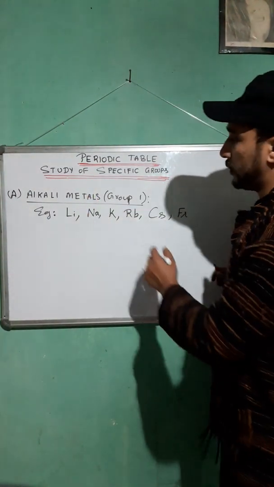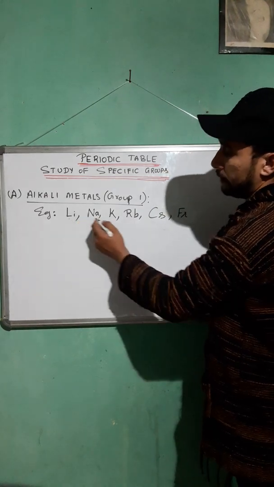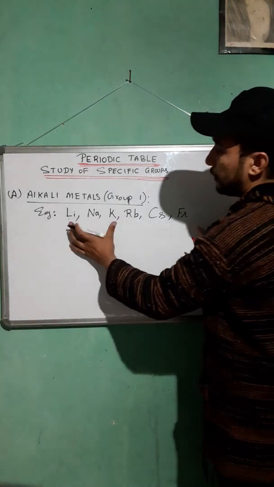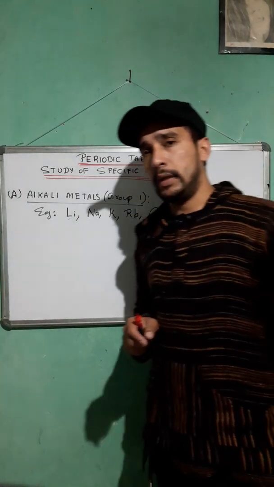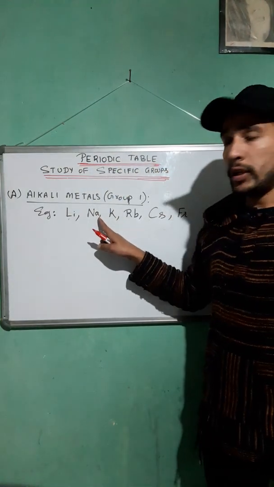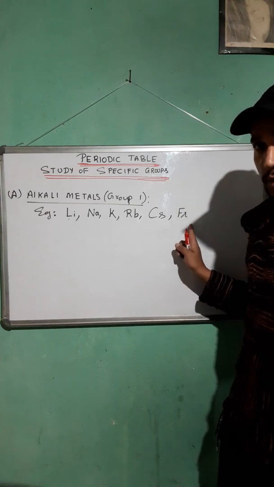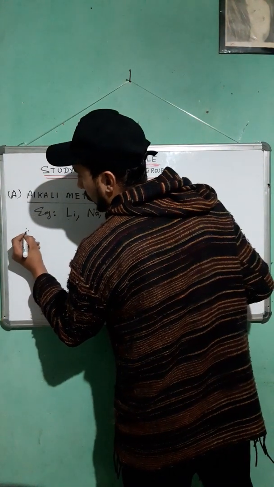So you have to skip hydrogen and write lithium, sodium, potassium, rubidium, cesium and francium. First of all, memorize these names of group 1 elements in sequence: lithium, next is sodium, next is potassium, after that rubidium, cesium, and ultimately francium comes. So the example is this. Now let's discuss some properties.